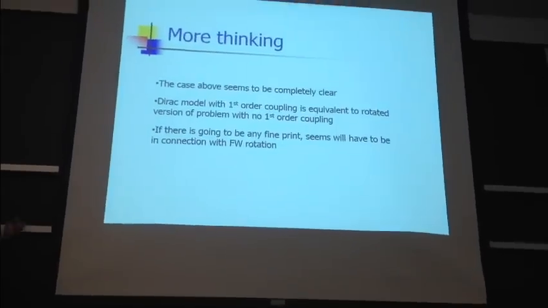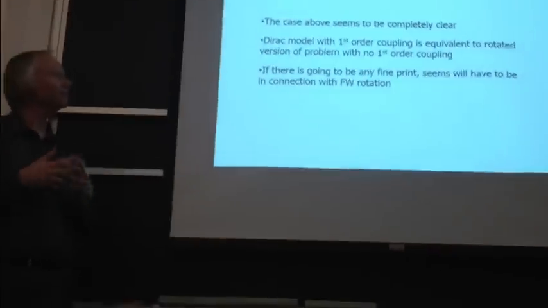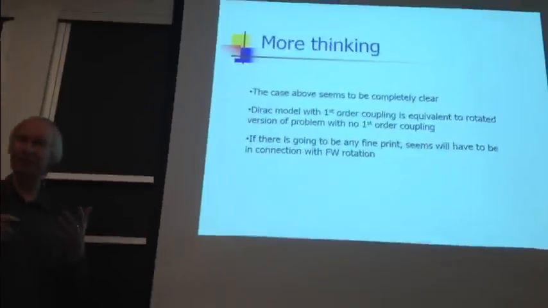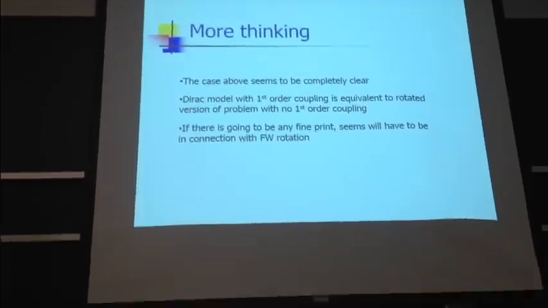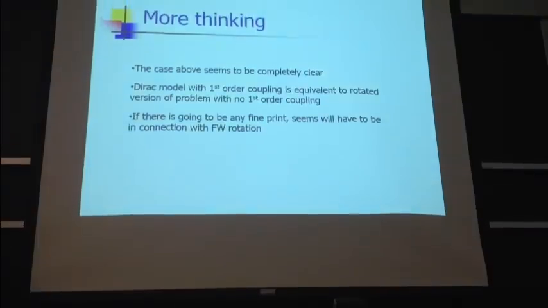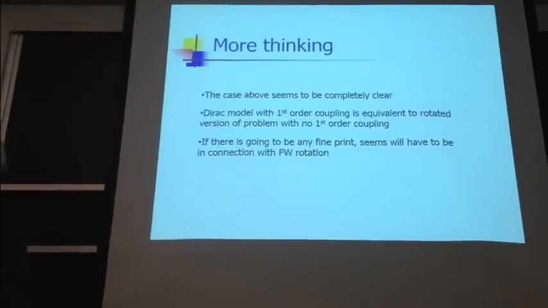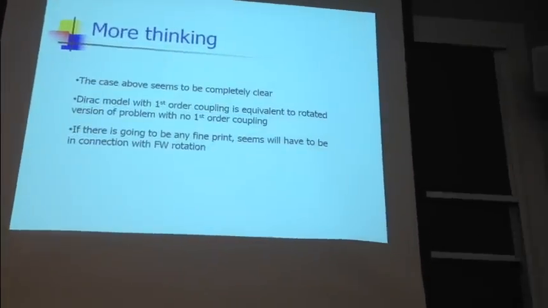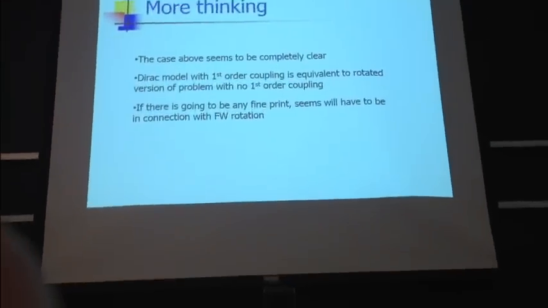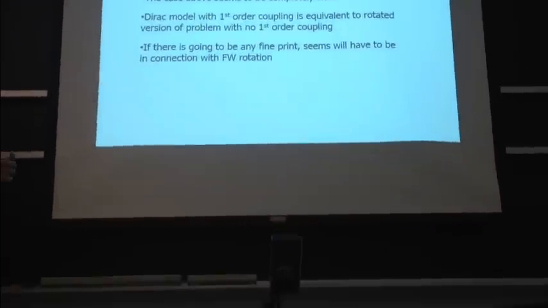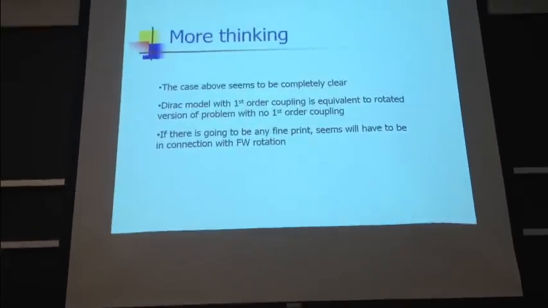Things seem to be completely clear. The direct model with first-order coupling is equivalent. When I say equivalent, it's mathematically equivalent to the rotated region coupling. So if there's going to be any quantum print, we're going to have to... and the next slide, I would say, descending into madness, because that's the only possible thing that could pop up from here.